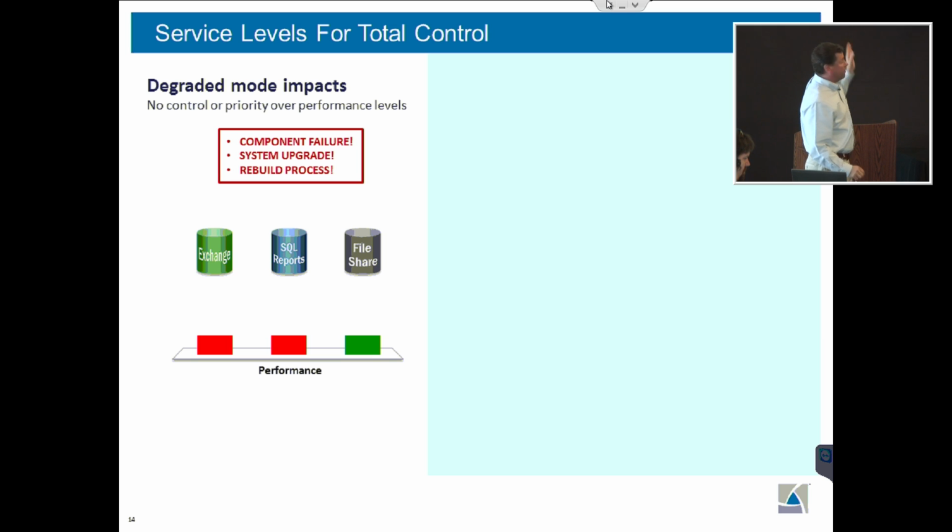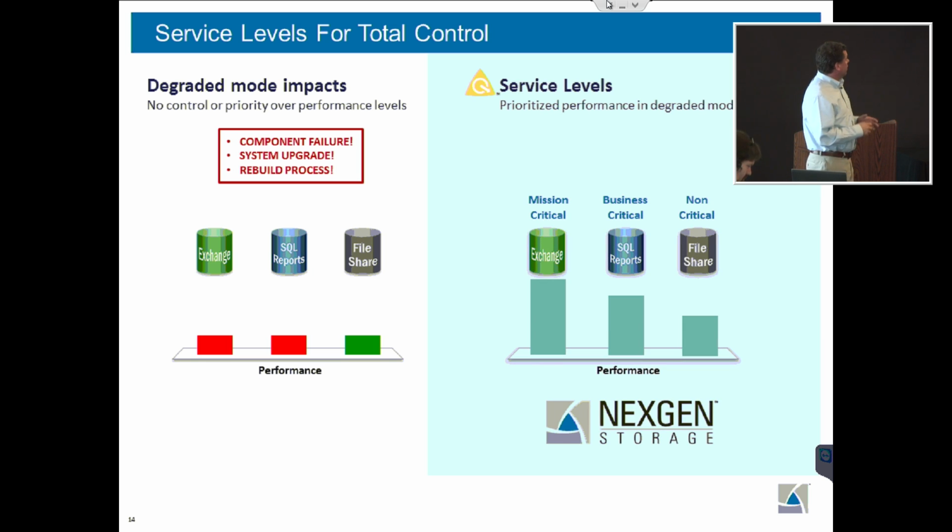And of course, some of these are more important than others, but you have no control over which ones should take the performance that's left. What we want to do is, when you create a volume on our system, you attach a quality of service policy that sets a target, and then you tell us how important meeting that target is. Is it mission critical, business critical, or non-critical?